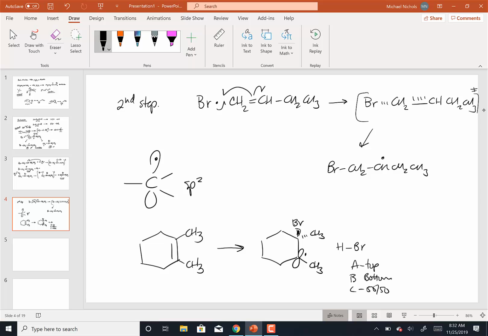Are we ready to revote? Okay, A top, B bottom, C 50-50. Now we're at 16 to 8 and 1. And 16 favoring 50-50.